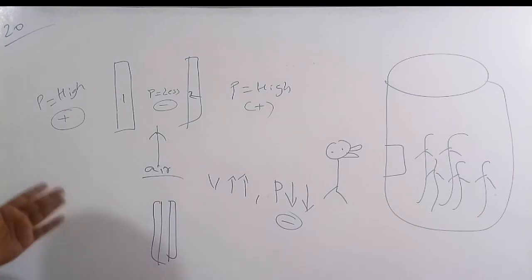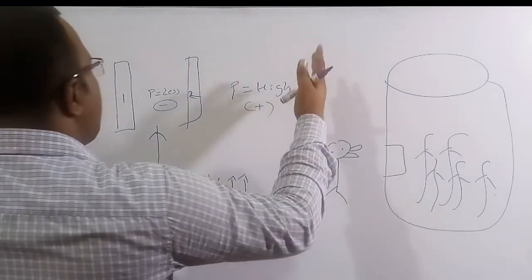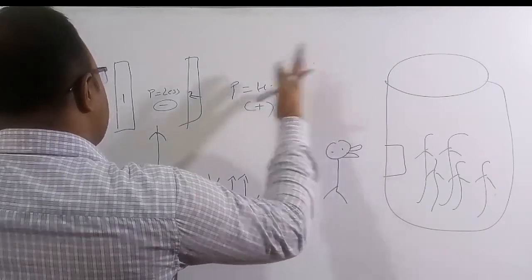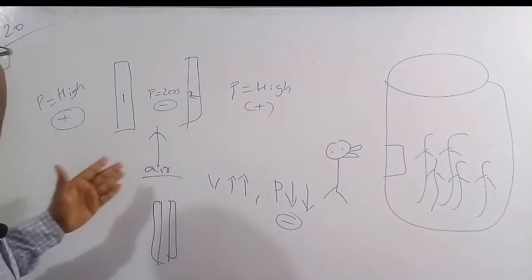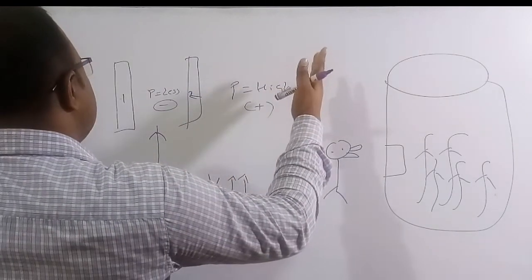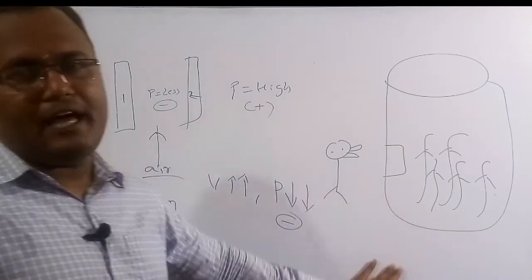Always there is a force from higher pressure to lower pressure. Because of the high pressure outside, the papers are going to move closer to each other. Because of this phenomenon, the papers are going to come close to each other. The same phenomenon is going to happen here.